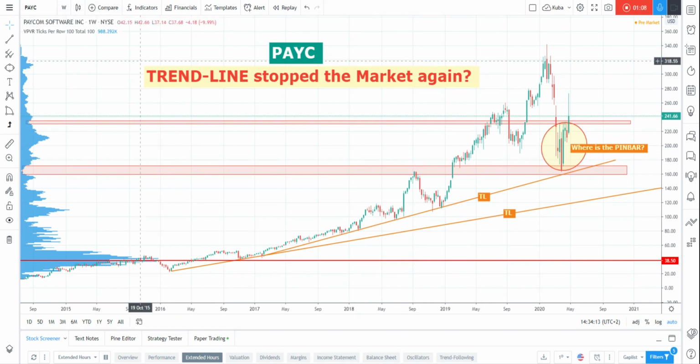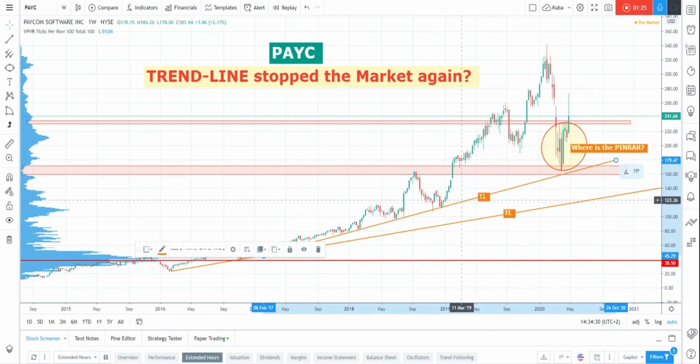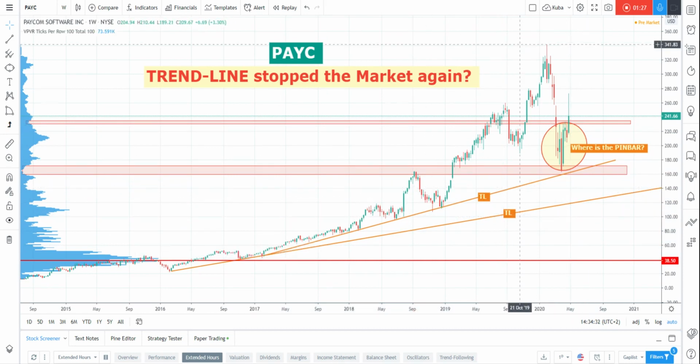Again, we are on a weekly chart. As I mentioned many times before, it's my favorite time frame because I see the market without the noise. So I draw two trend lines and you can see the market stopped at the trend line or near the trend line, the upper trend line. What was interesting, it was a very big drop. If you compare it with the SPY, it dropped very fast, so it was the same.